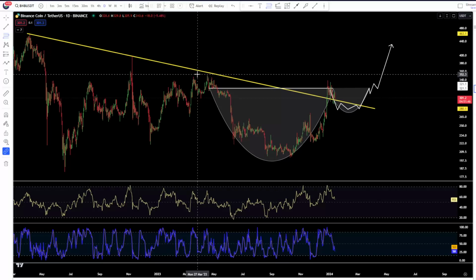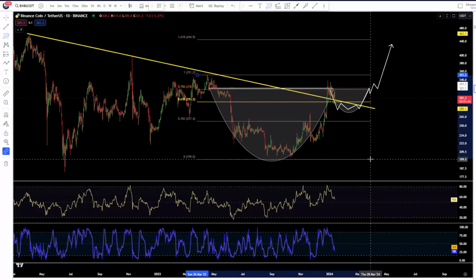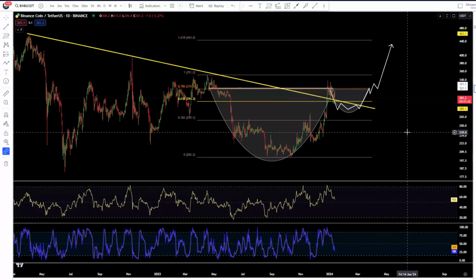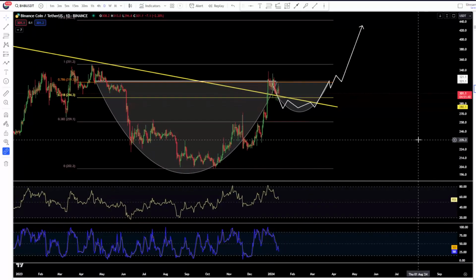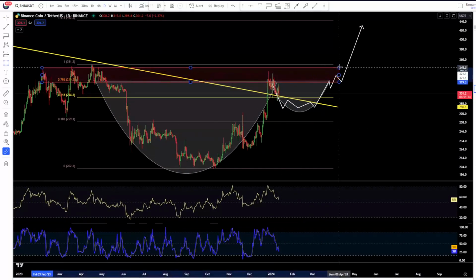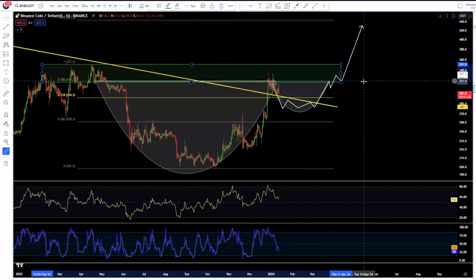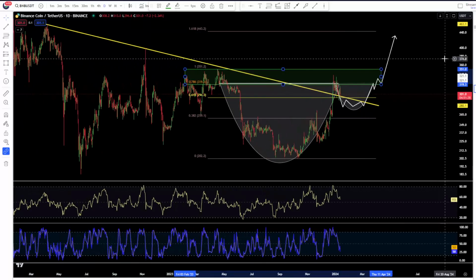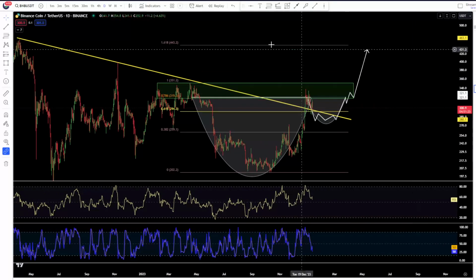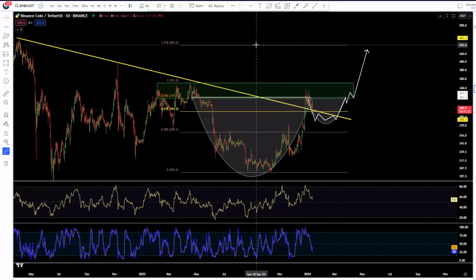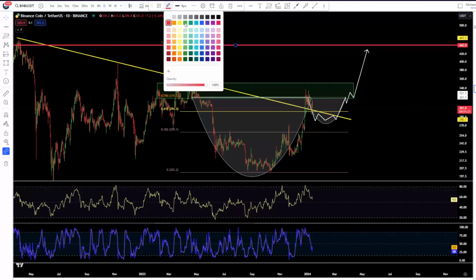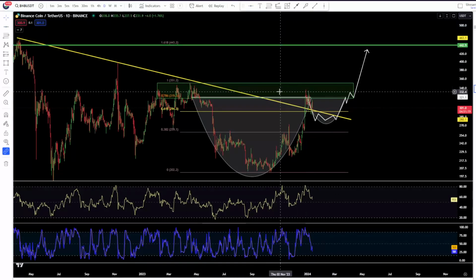Going further, when we unfold the fib retracement grid, we will see that the price has been rejected by a very strong resistance zone from $319 to $351. But if we return to it and the price goes up, the path towards the next significant resistance around $443 will open.